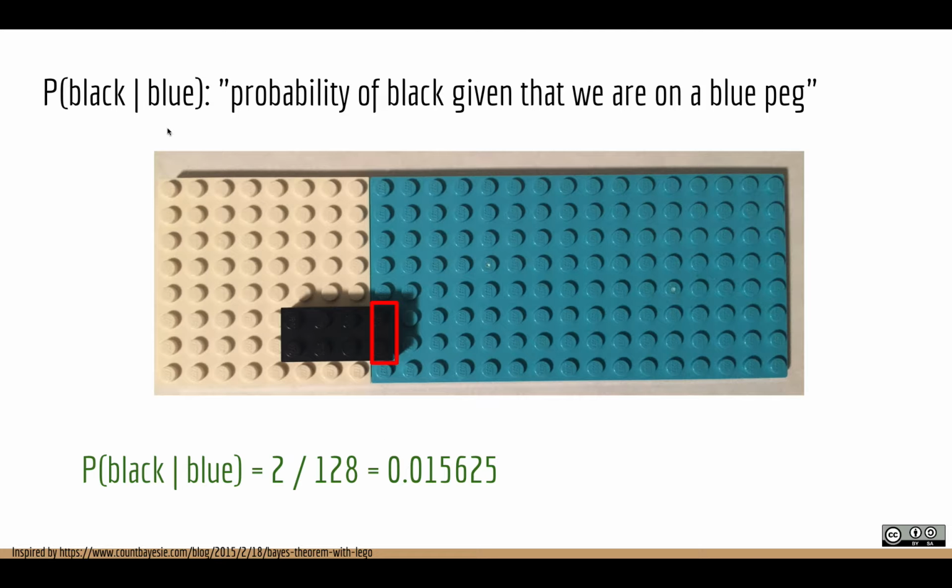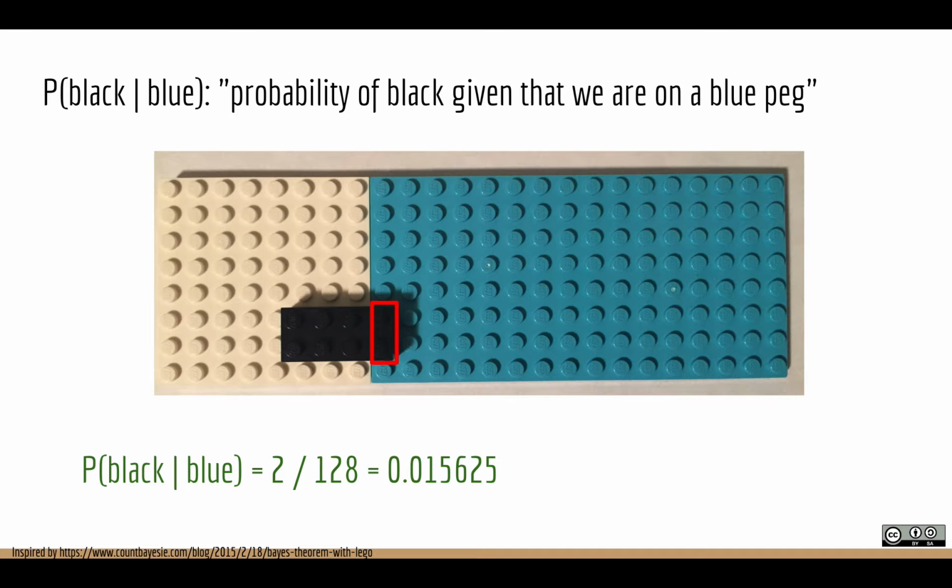So this mathematical phrase is the same thing as saying, what's the probability of black given that we're already on a blue peg, or given that underneath there's a blue peg? So that would be the probability of black given blue. Well, what we can do is ignore this white part of our probability space and just focus on this blue probability space. We already established what the probability of being in blue is.